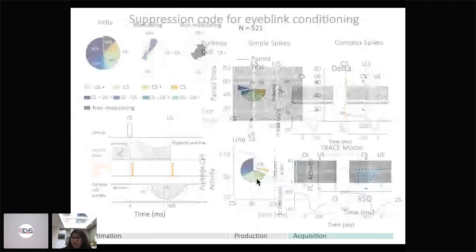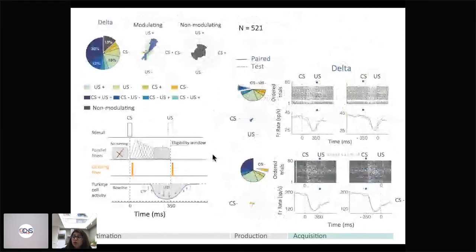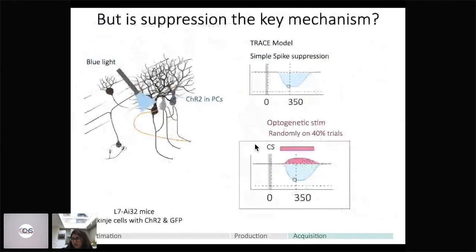And of course, we can characterize this across the entire population, where we do find heterogeneity, but we also find a large number of cells that are also suppressing. And we can perform a more direct test of whether suppression is the key mechanism. Here we introduce channelrhodopsin only in Purkinje cells. Then at random during a session, only in 40% of the trials, we shine blue light during the expected time of suppression. And so that's what you see over here.